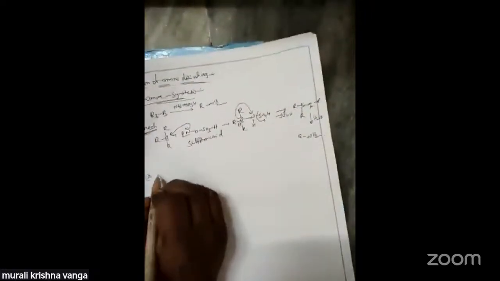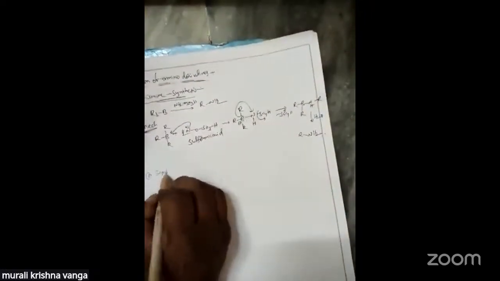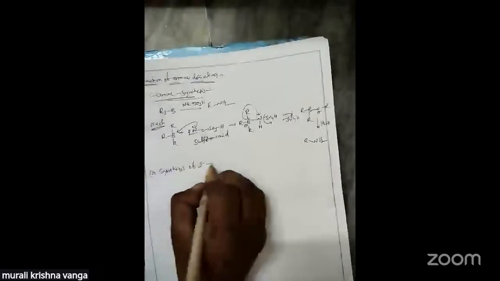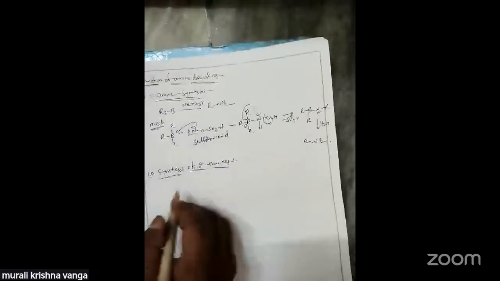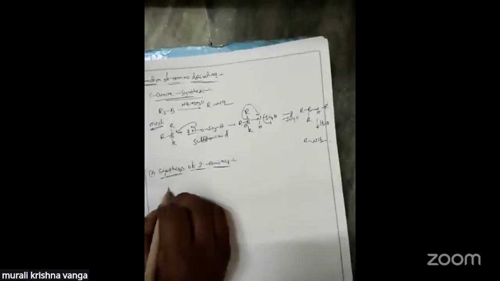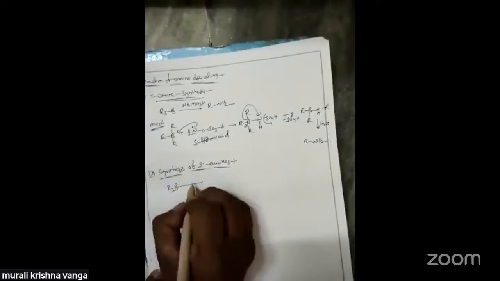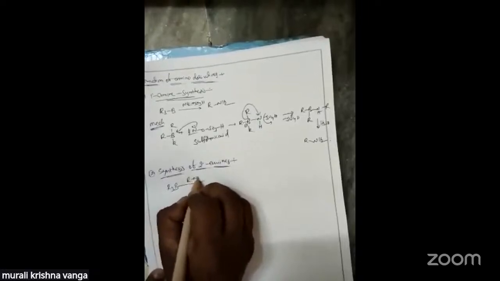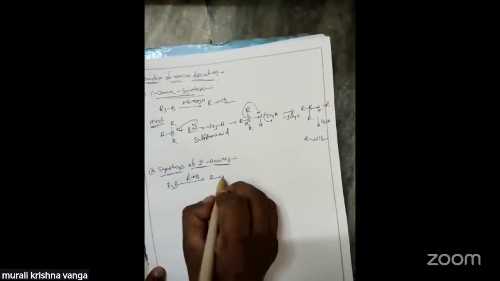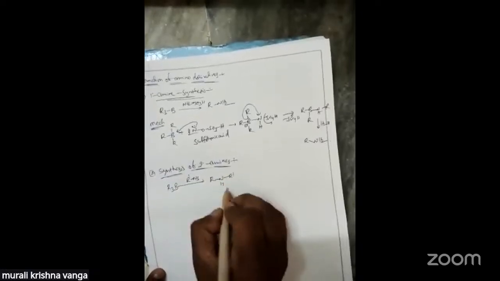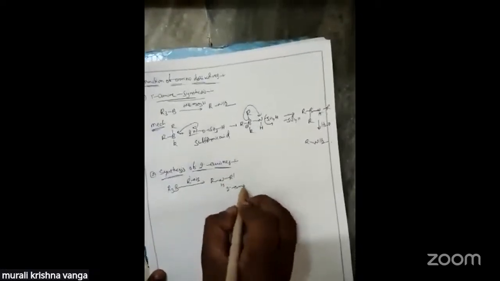Next one is synthesis of secondary amines. When trialkyl boranes react with alkyl azides, then secondary amines are formed.